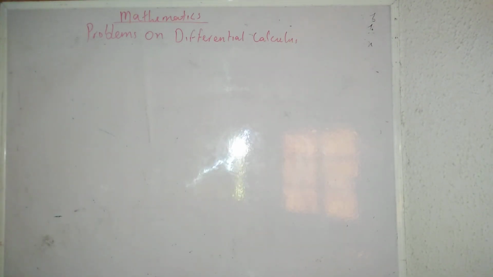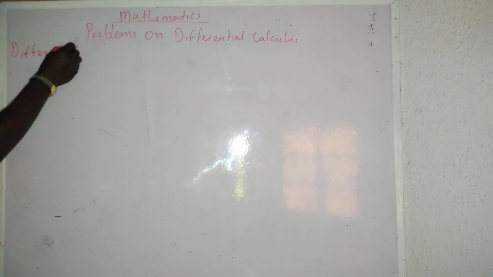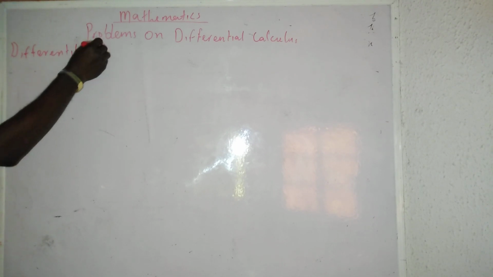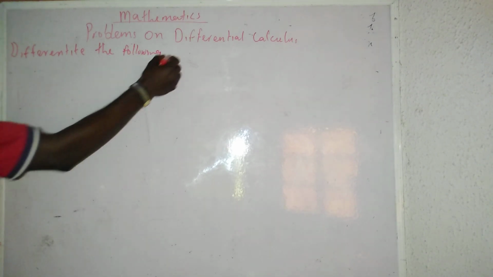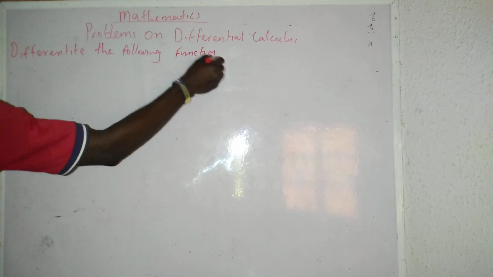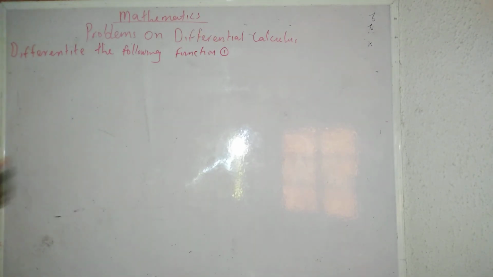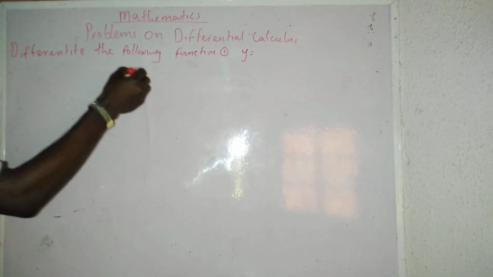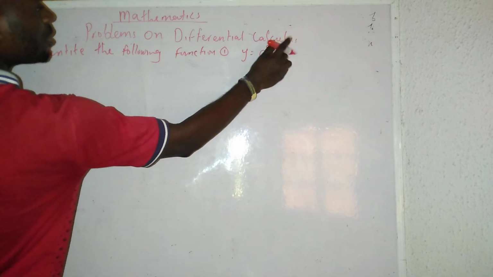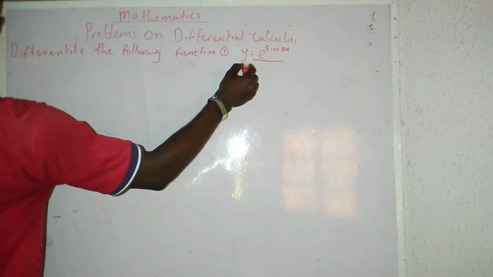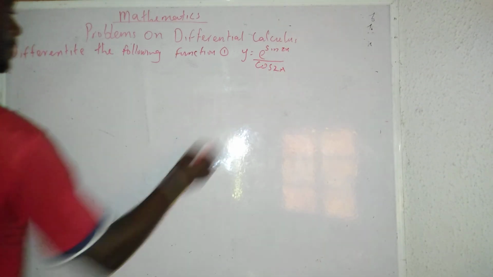I want to differentiate these particular problems. Now, differentiate the following functions. 1. The first one is y equals e raised to the power sin x, all divided by cos 2x.